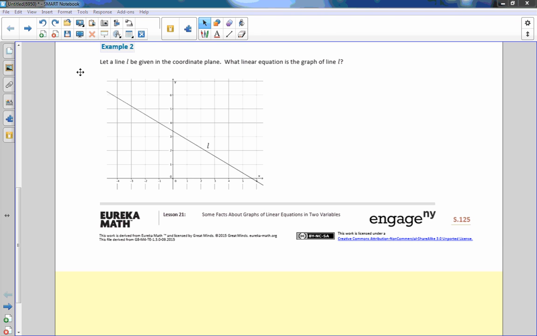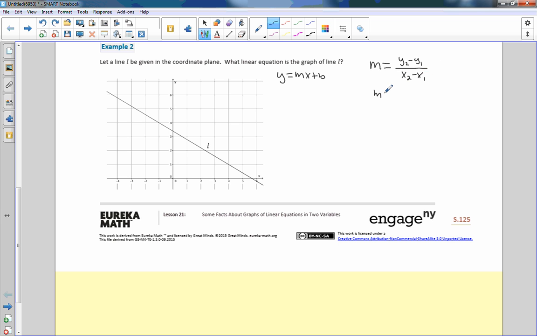Okay, number 2. Let L be a given coordinate, a line on the given coordinate plane. What linear equation is the graph of line L? Again, we have a b that is not an integer. We cannot assume that that is 1/2. So I write the equation y equals mx plus b. I want to find m first. M equals y2 minus y1 divided by x2 minus x1.